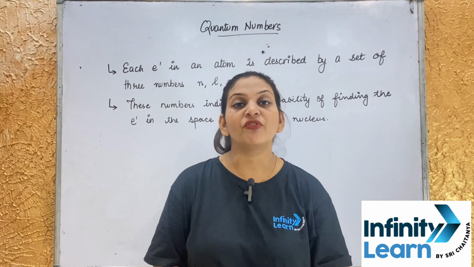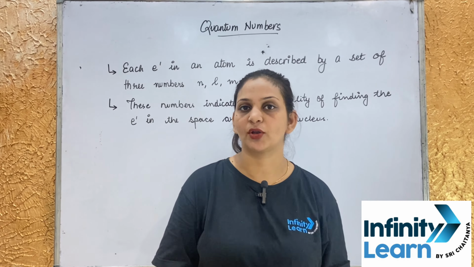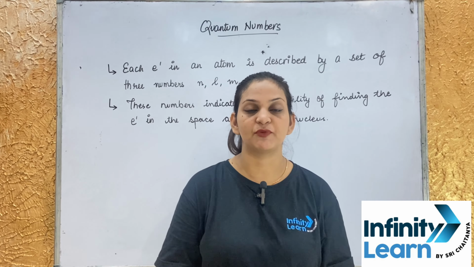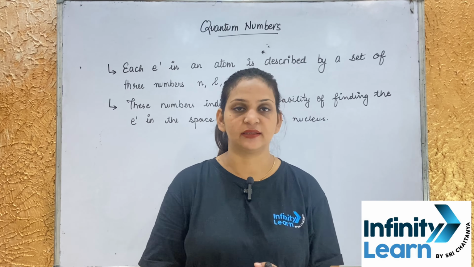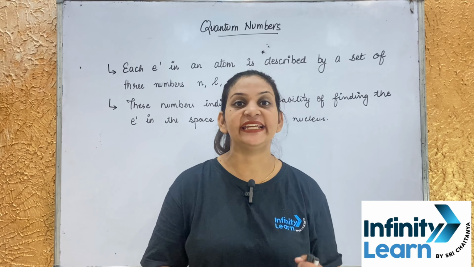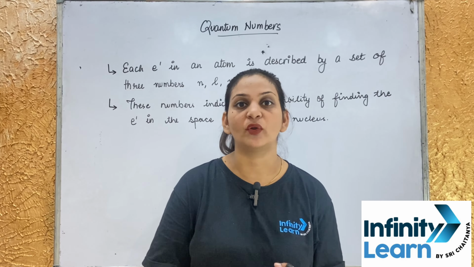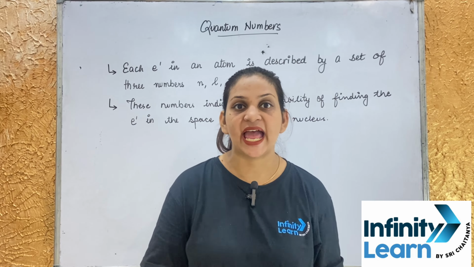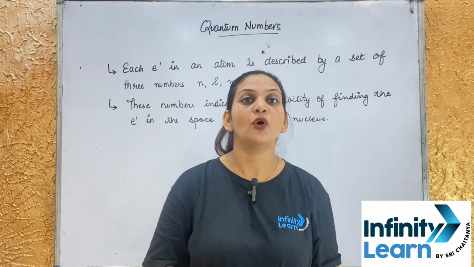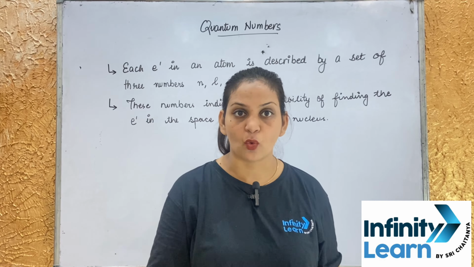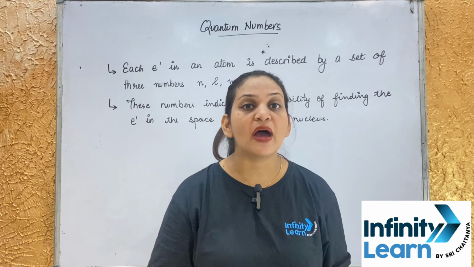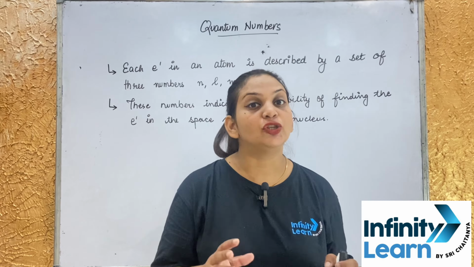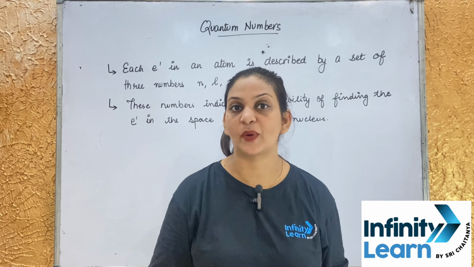So students, so far we have discussed the quantum mechanical model of the atom. And from the model and Heisenberg's uncertainty principle as well, it was quite clear that we cannot find the exact location of an electron in an atom. But what we have to do is locate an electron in an atom. So, to locate an electron in an atom around the nucleus, a set of three numbers is required. And those three numbers are known as the quantum numbers.